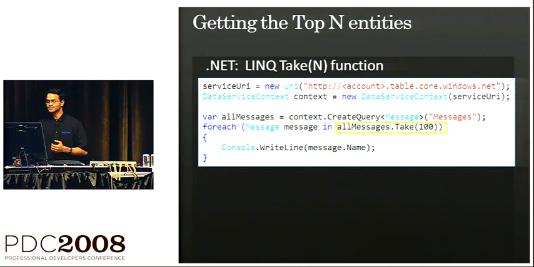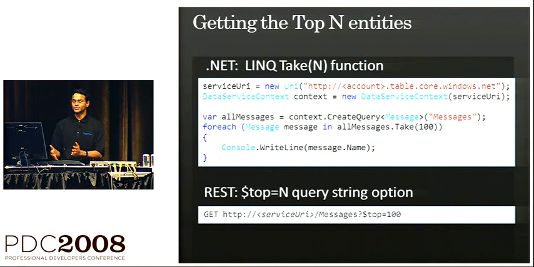And what happens under the covers? You should expect this by now. A REST query is sent to the server. You get the same URL that you use for the entire table, and you have a filter which says $top equals 100. And that gets exactly the same results. You get the 100 entities back.